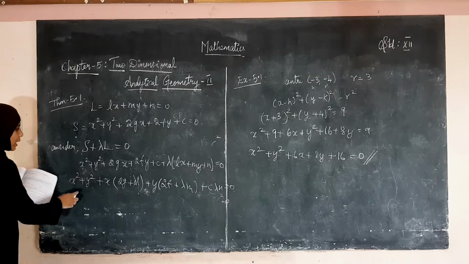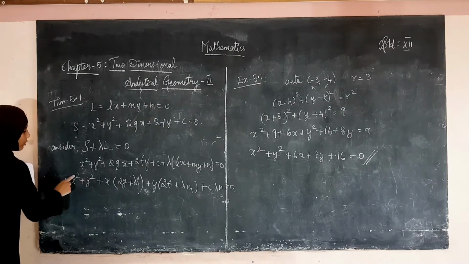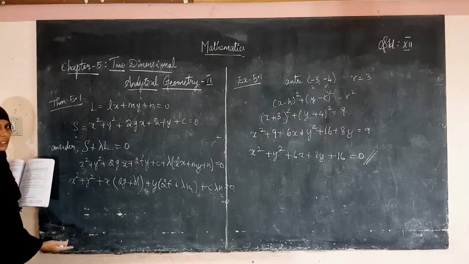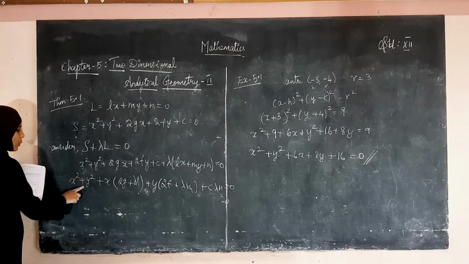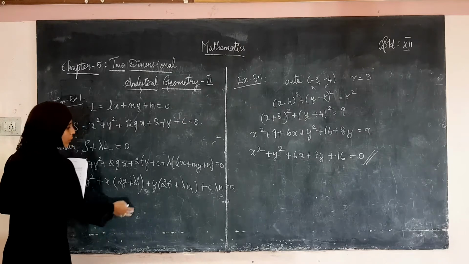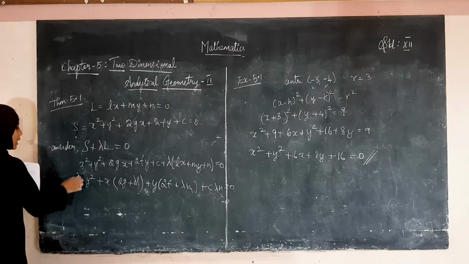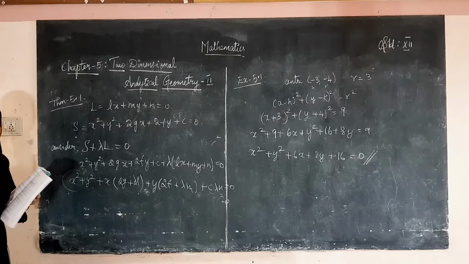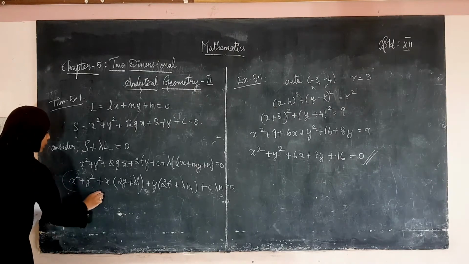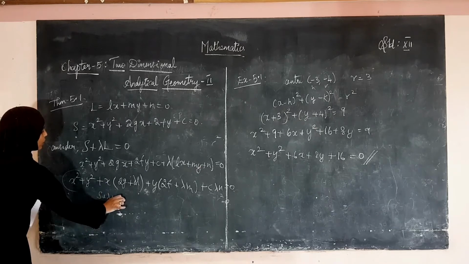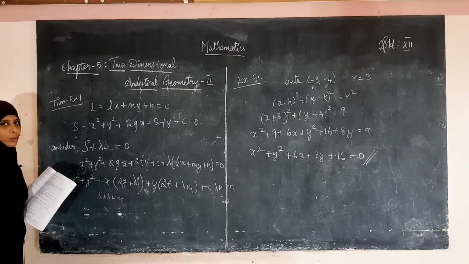Okay, so see here, this is an equation of degree 2 in both x and y, and we have the same coefficients for x square and y square, and we don't have an xy term. So this is the equation of a circle. Okay, this is what we have to prove, right? This is in the format of S plus lambda L is equal to 0. So this is what we have to hence prove.